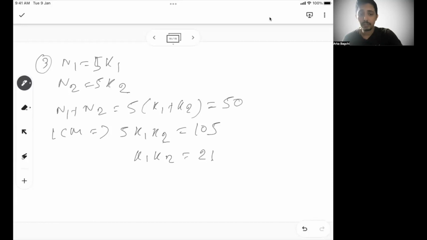K1 K2 is 21. Now take K1 K2 in such a way that it will satisfy this condition. So from here I can say K1 plus K2 is 10. So you know K1 K2 is 21 and you know K1 plus K2 is 10. Now do a marry between these two and find out the values of K1 K2. It should be simple. You can do it and then replace it back. Okay.